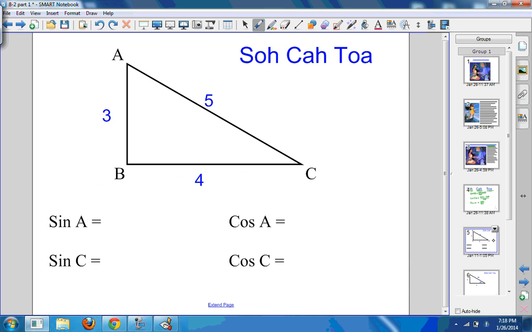So let's take a look at that. Here I have a triangle, a 3, 4, 5 triangle. It's a right triangle. Sokotoa and trigonometry only work on right triangles, not left triangles.